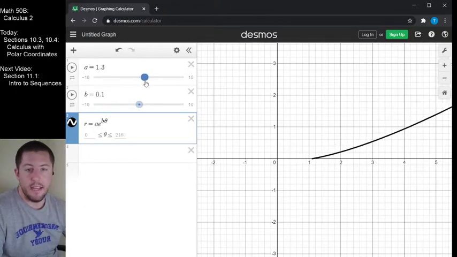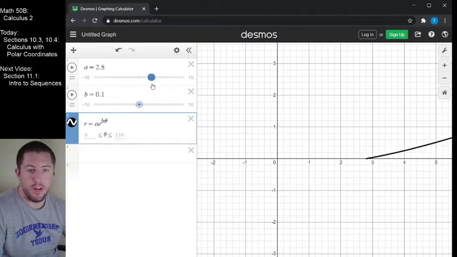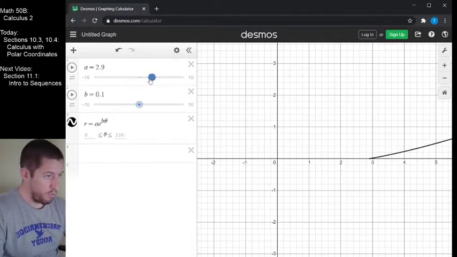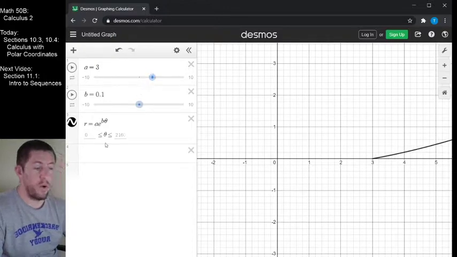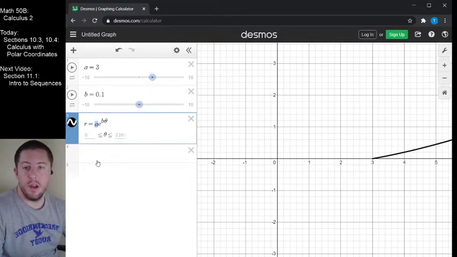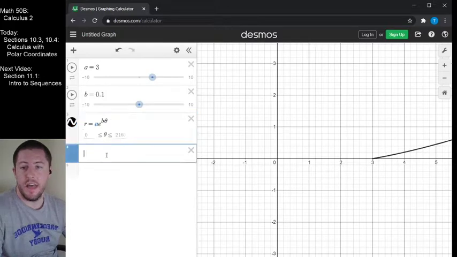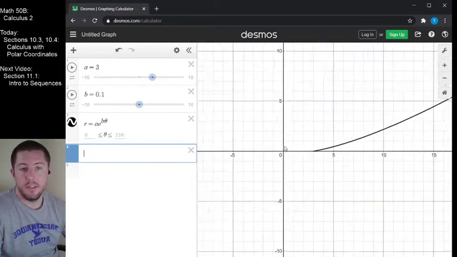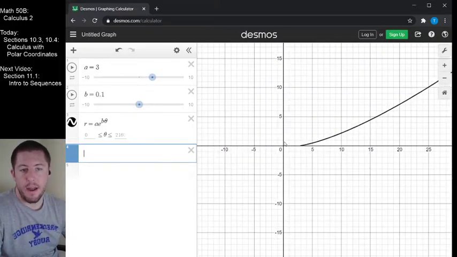What does it look like a is controlling? It looks like as I make a get bigger, it's just moving our starting location out. Notice our starting graphical location is at 3, and here we are at 3 for a. So a is just controlling where we start, and that makes sense because a represents the initial condition in that exponential function. b represents our growth or decay constant. Notice that b is currently positive, so we're doing some outward spiraling.